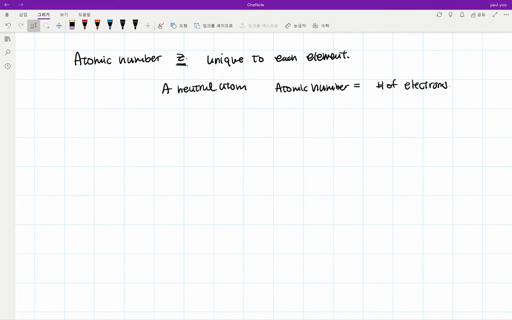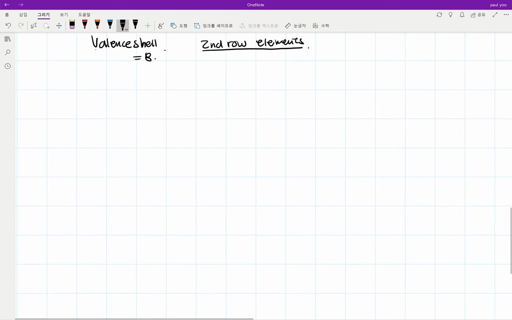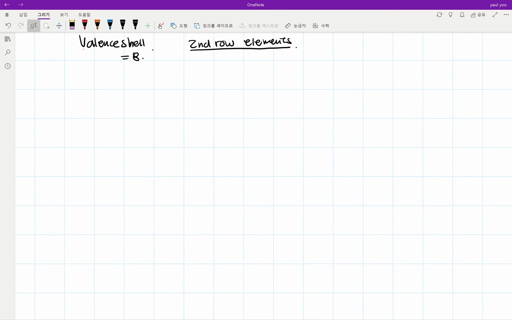Another important thing that you may review is the valence shell. Especially in the second row elements, where there are no d shells yet, the valence shell is always 8 electrons, for all second row elements. Atoms combine with one another to give compounds.